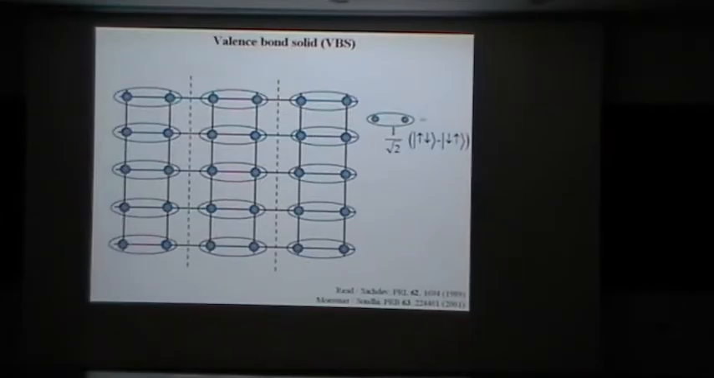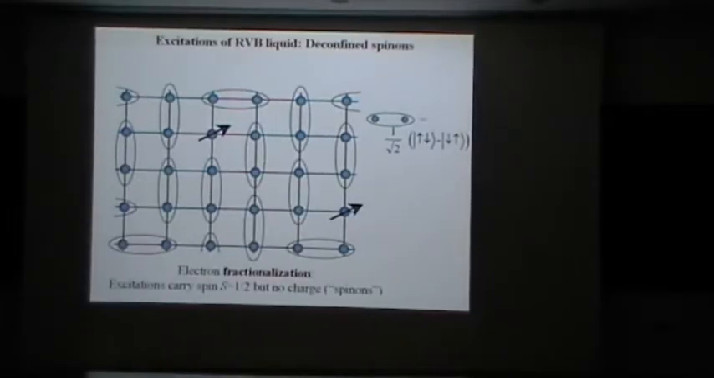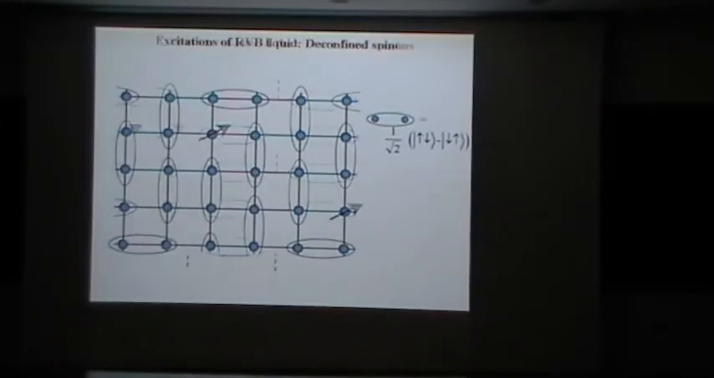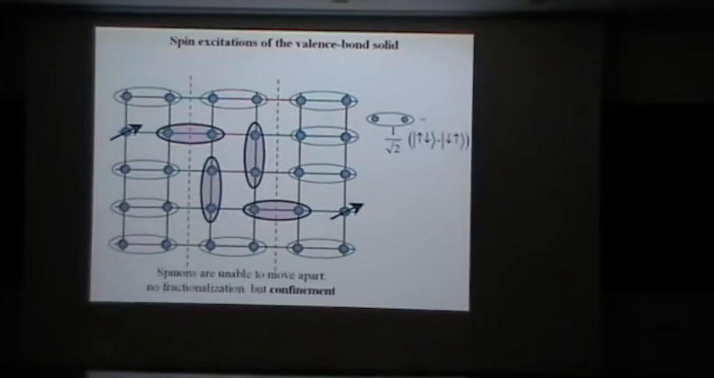I also argued that these two states have very different character regarding their elementary excitations. In the RVB liquid, you can essentially separate these two spin-1/2 objects out to infinity, which means the elementary excitations are deconfined spinons. Whereas in the valence bond solid, if you try to do the same game, you get a linear confinement potential, and hence these two objects are tied together and you have elementary spin-1 triplet excitations. So this would be the conventional scenario.